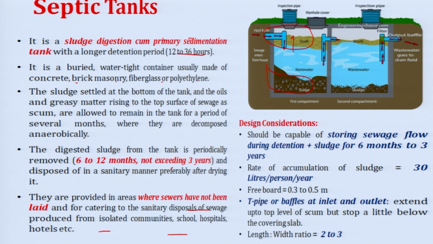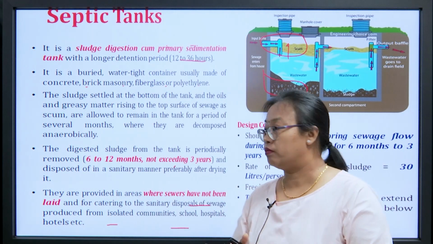So, there are some design considerations for septic tanks. The first one is it should be capable of storing sewage flow during detention and sludge for 6 months to 3 years. सो अगर आप septic tank design करने के लिए volume calculate करें, your volume should be designed so that आपका जो स्लज है उसको भी आप उतनी देर के लिए होल्ड कर पाए. For example, detention period 6 महीना है आपका, या 12 महीना है, या 2 साल है, maximum 3 साल तक का. So you have to include that while calculating the volume.